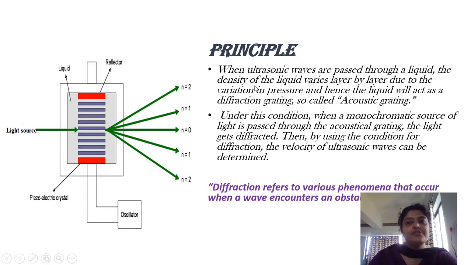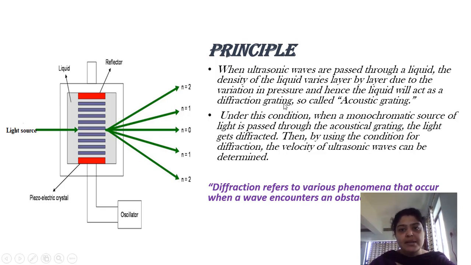The principle of ultrasonic detection method, that is acoustic grating method. This principle says that when the ultrasonic waves are passed through a liquid, the density of the liquid varies layer by layer due to the variation in pressure, and hence the liquid will act as a diffraction grating, so it is known as acoustic grating.